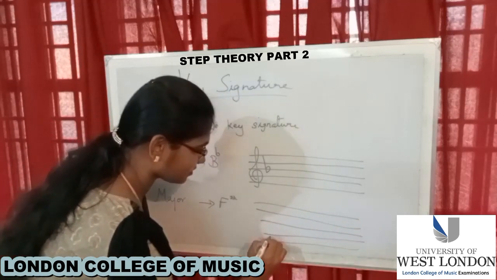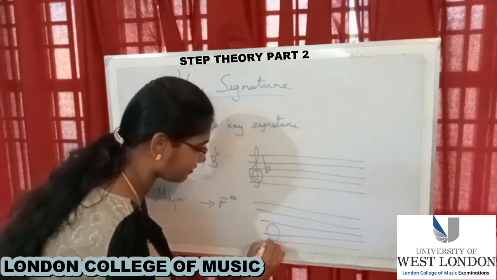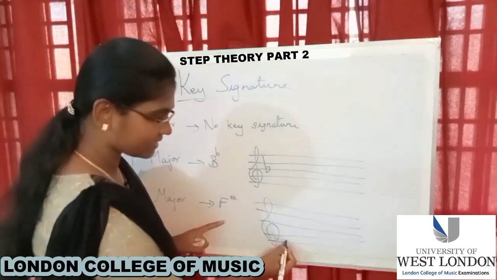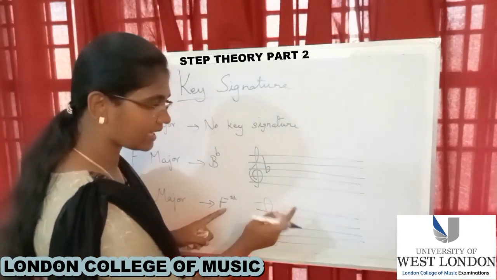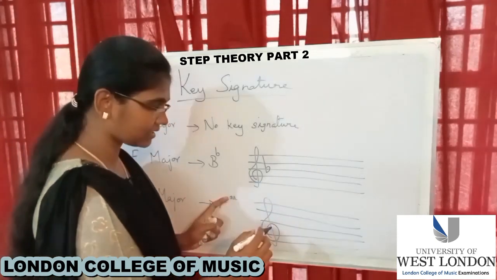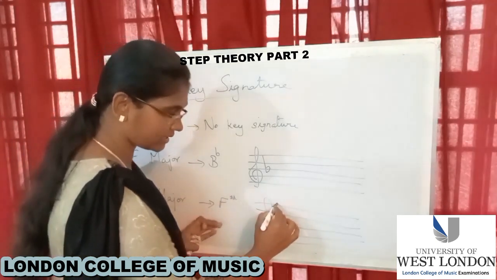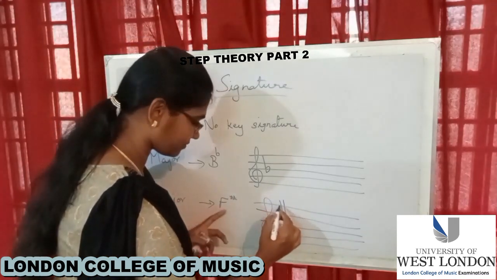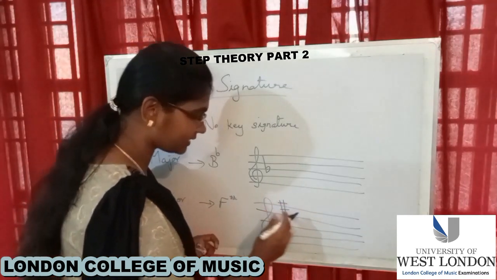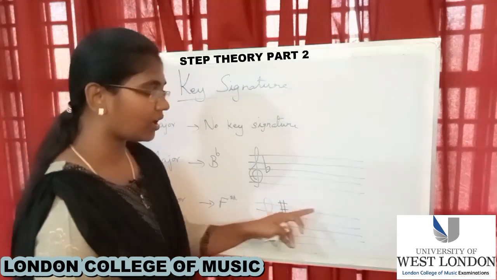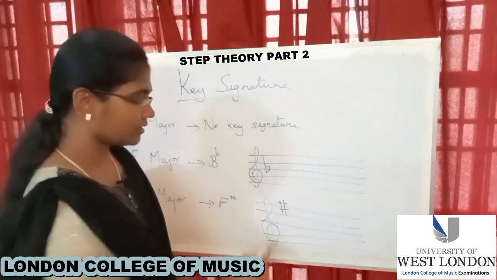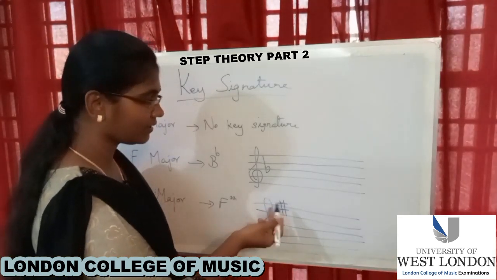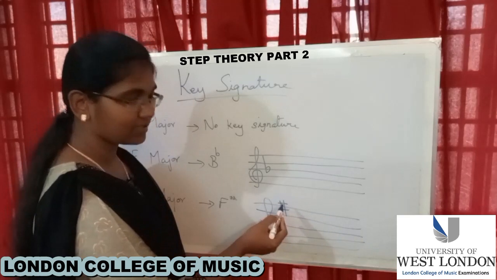Here, take the treble clef also. F sharp. The first space is also F, but the fifth line is F, right? So we are adding the sharp only on the fifth line. So how to draw the sharp? The center of the sharp is on the fifth line. The center square must be on the fifth line. This is F sharp.